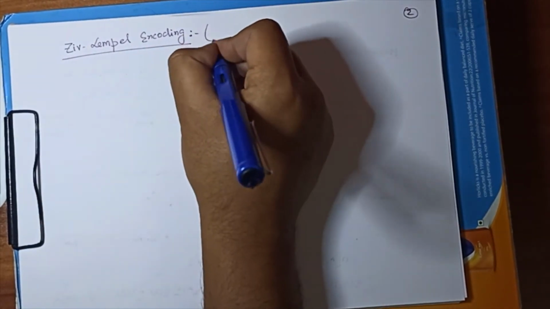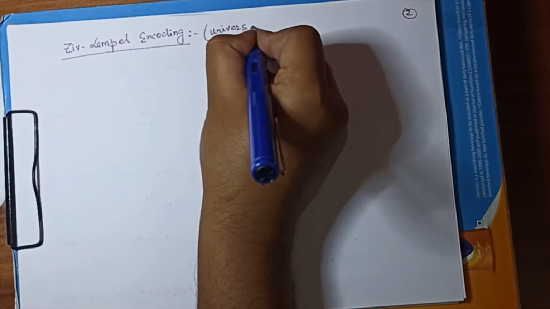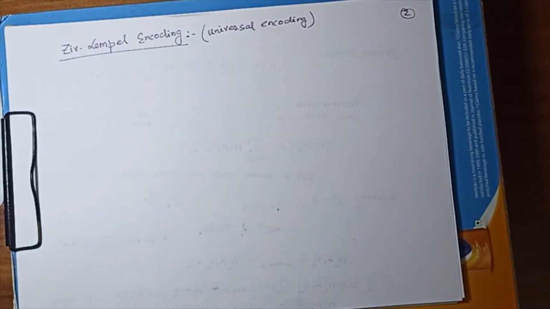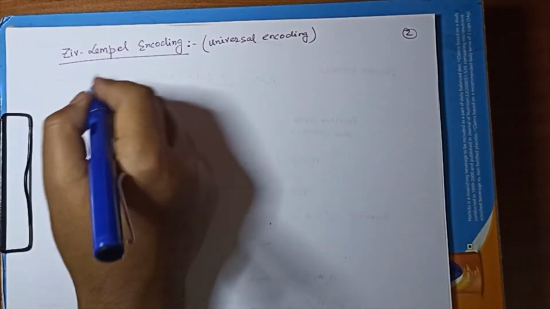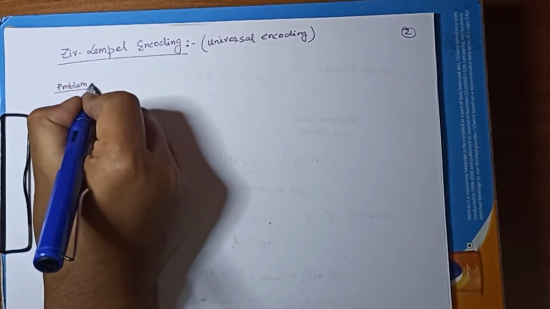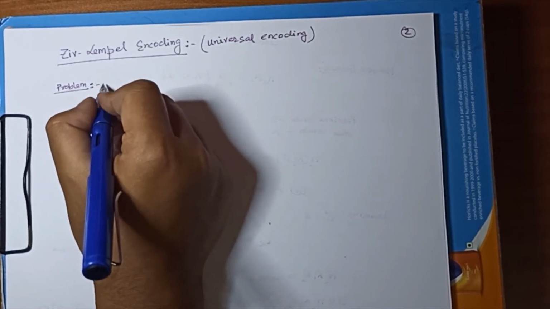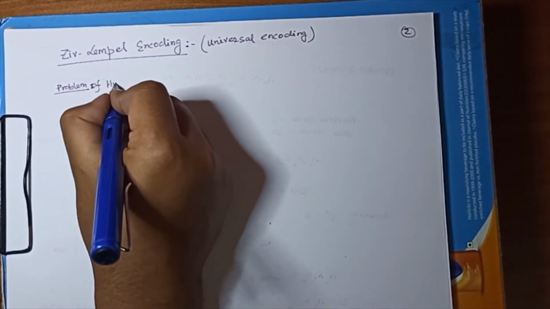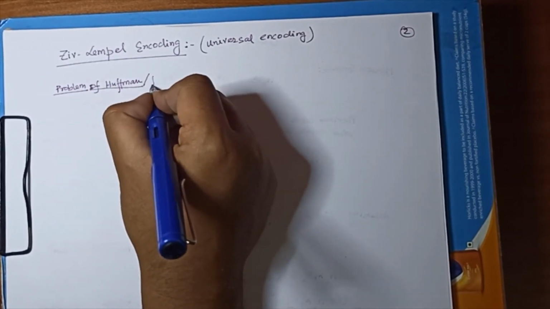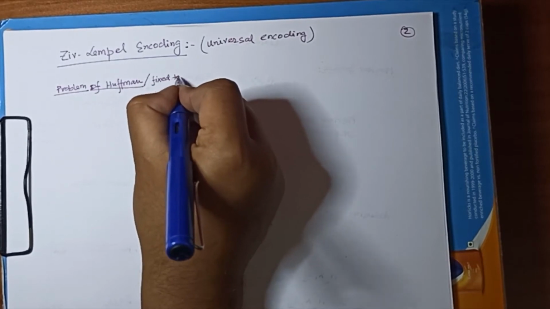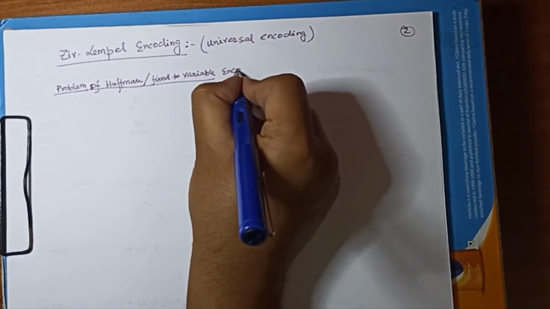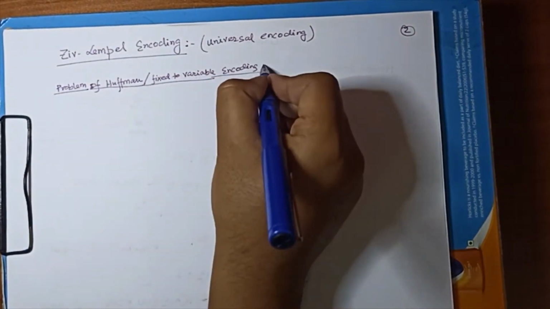So why do we need universal encoding? What are the problems of Huffman or Kraft encodings? One problem of Huffman encoding, or any fixed to variable encoding, is the following: it is a problem of buffer.